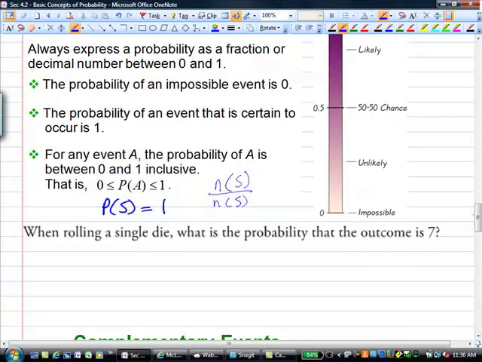Here's a question. When rolling a single die, what is the probability that the outcome is 7? Do y'all know what a die is? Yeah, the probability is 0 because there's 6 sides on a die, right?